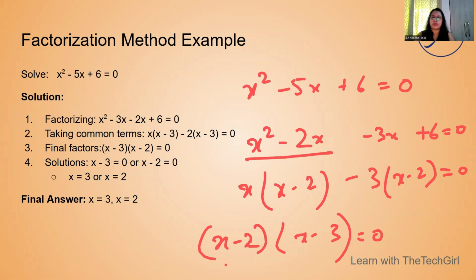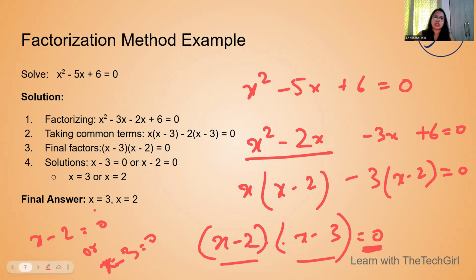Now you solve for x with each. So x minus 2 equal to 0 or x minus 3 equal to 0. Yes? Because this is a product, right? So one of the two has to be 0 for the product to come as 0. So x value is either 3 or 2. Okay, so that's your final answer.